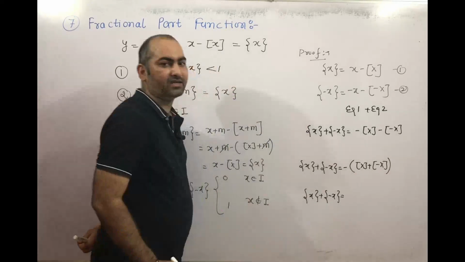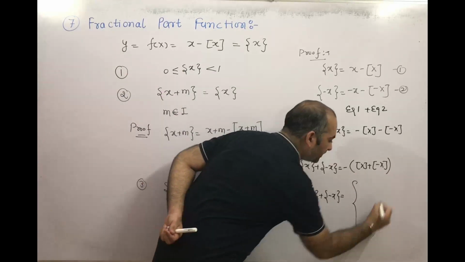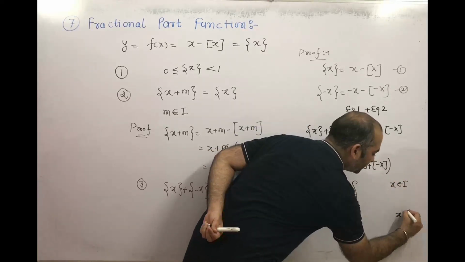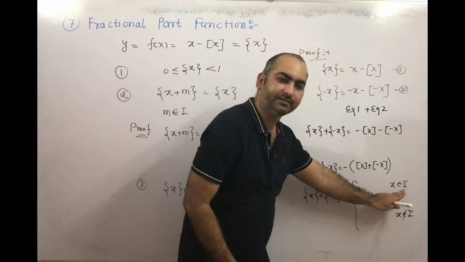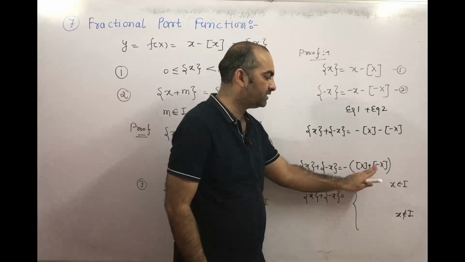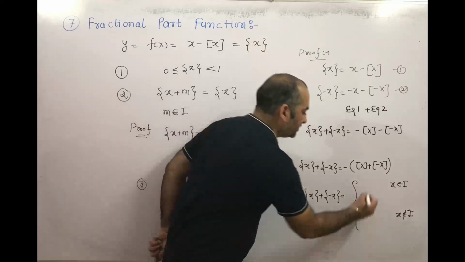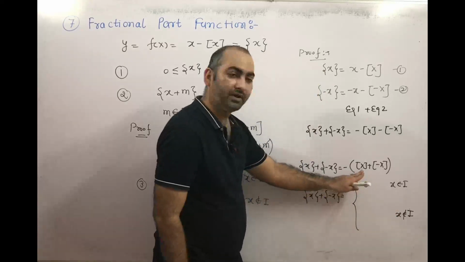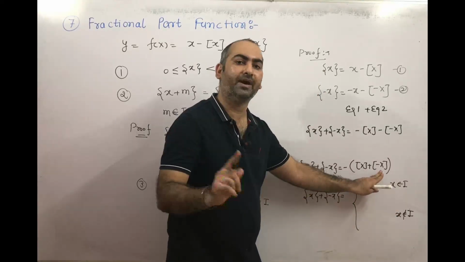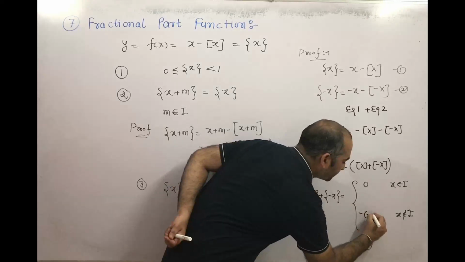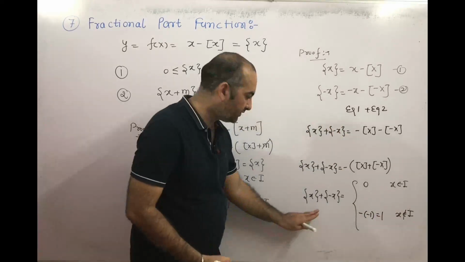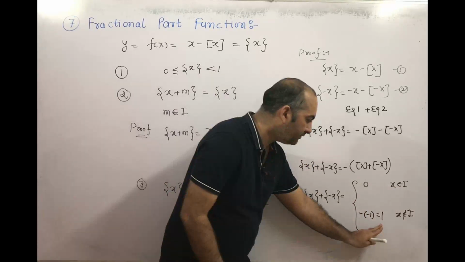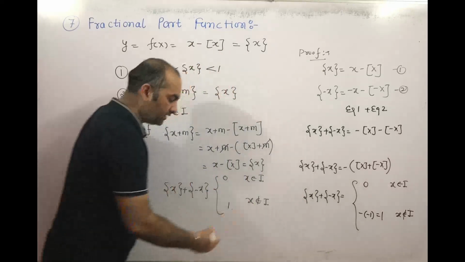So this value depends on the value of x, and we define it like that: if x belongs to the integers and if x does not belong to the integers. If x belongs to the integers, then this is x and this is minus x, so this will come to 0. Minus of 0 is 0. And if x is not an integer, the greatest integer of x plus the greatest integer of minus x is minus 1. So minus of minus 1 will come, which is 1. So the fractional part of x plus the fractional part of minus x is 0 if x belongs to the integers, and 1 if x does not belong to the integers. So this is property number 3.